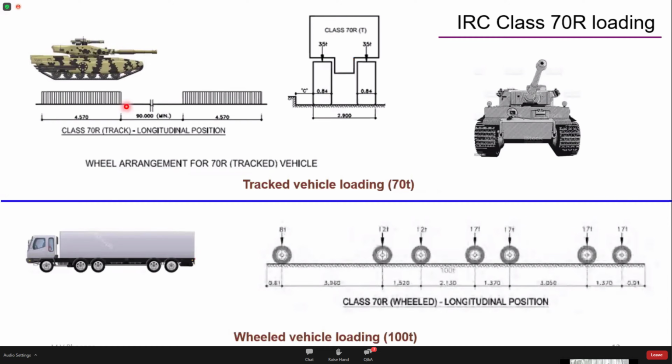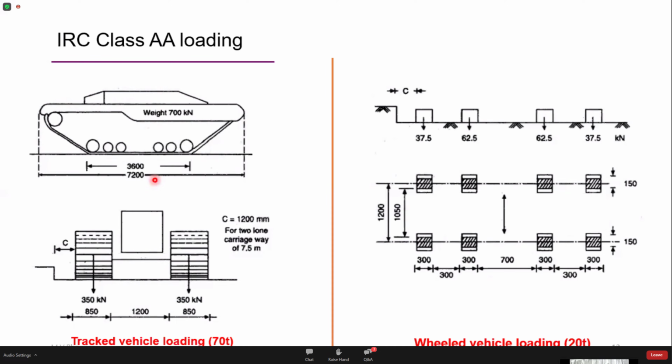So this is the contact length of the wheel on the deck slab. This is 4.57 for IRC class 70R, and here it is 3.6 meters. Other than that, the rest of the things remain the same. Here too, the weight of the vehicle is 70 tons. In case of AA loading wheeled vehicle, the code has specified an axle load of 20 tons. Either the deck slab may be assumed for a single axle load of 20 tons or two axle loads of 20 tons each. So either of these combinations can be used for the analysis of your deck slab.